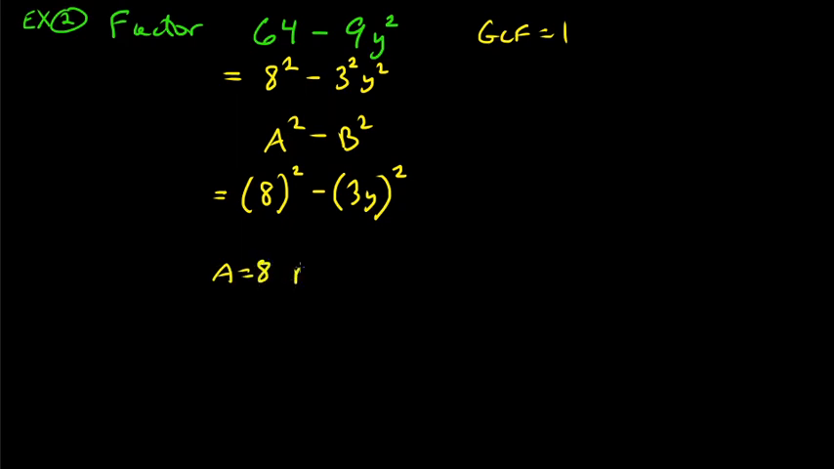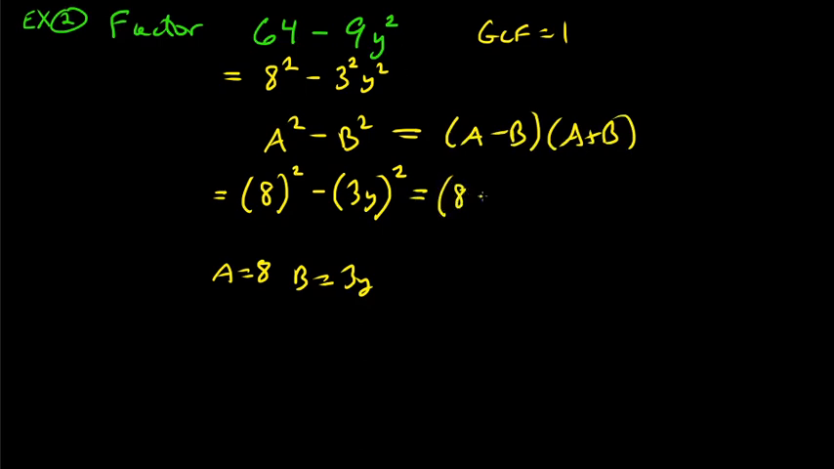A is 8, b is 3y. Be careful, b is not negative 3y. The negative is on the outside here. Don't put it on the inside. Okay. So if a squared minus b squared is a minus b times a plus b, then 64 minus 9y squared is just 8 minus 3y times 8 plus 3y.